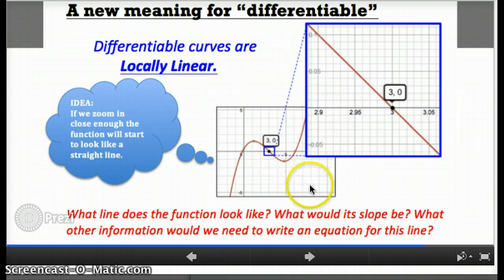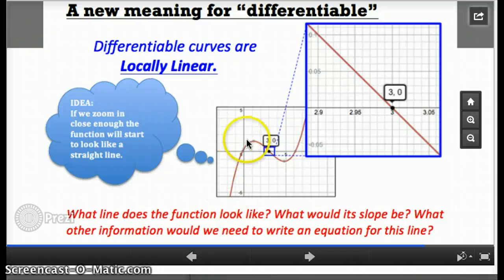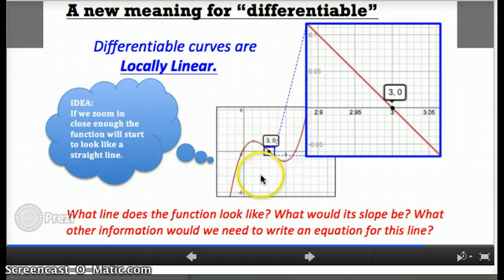So actually this square graph right here is a zoomed in version of this curvy function. And sure enough, when you get really close to the point 3, 0, this function, which looks perfectly curvy in a normal window, turns out looking really linear. Let me show you in Desmos if you don't believe just the pictures.